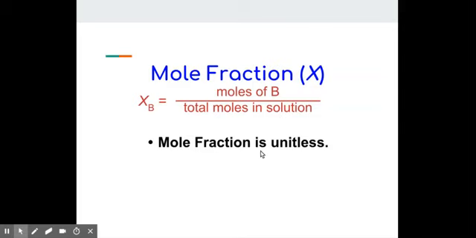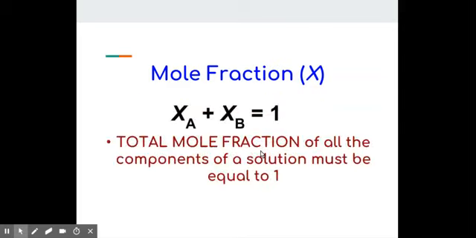And always remember, mole fraction is always unitless, and the total mole fraction of all the components of a solution must always be equal to 1 because this is a fraction. So the whole is always equal to 1. So if you have two mole fractions, solute and solvent, when you add the two mole fractions, it should be equal to 1. That's how you check. Okay, that's it for mole fraction.